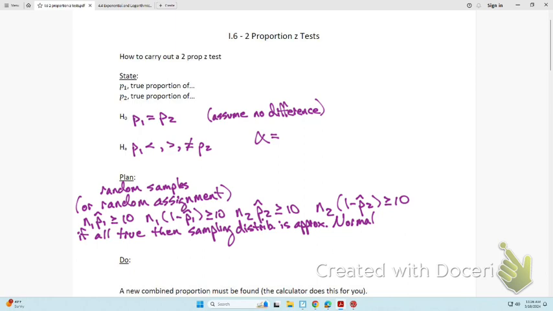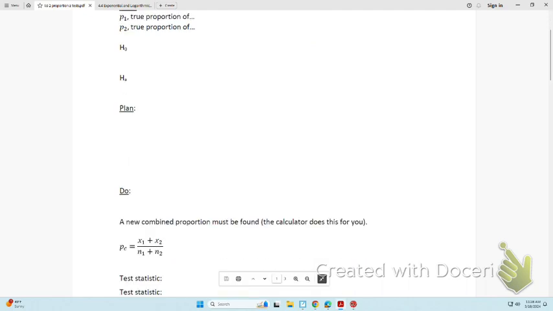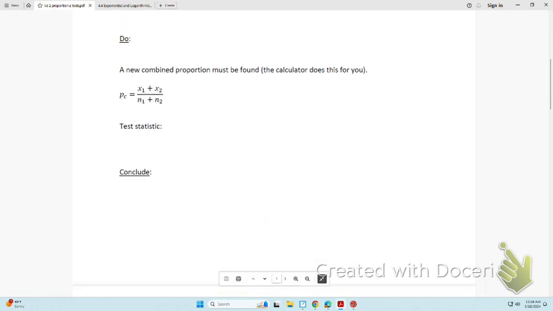Last little thing, sample size can't be too large, must be less than 10% of the population. But now there are 2 of these because you have 2 groups. All right, moving on to the do step. It's very similar, except we have one new statistic that we're finding, and that's a combined proportion.